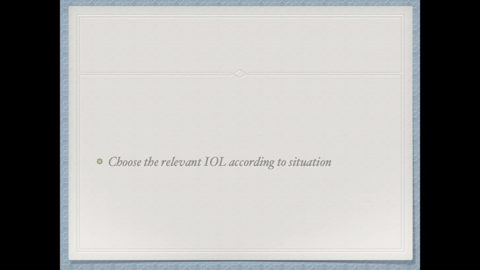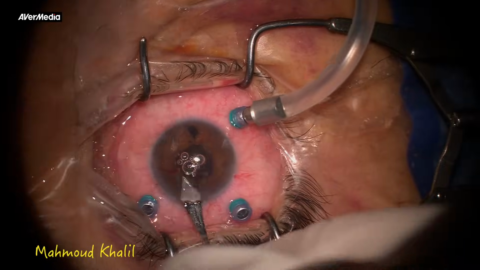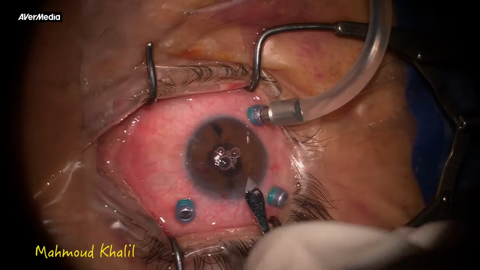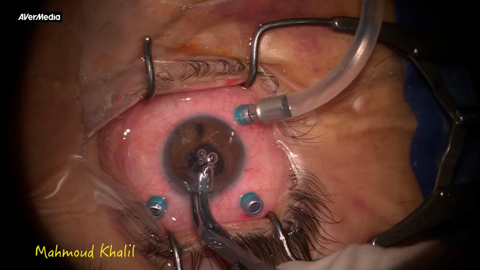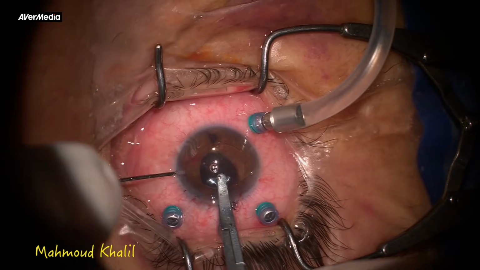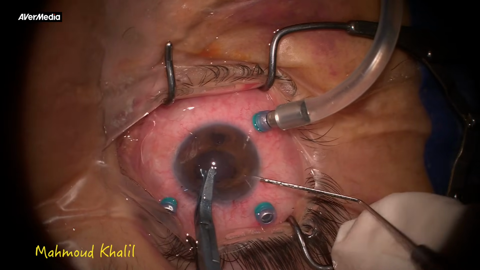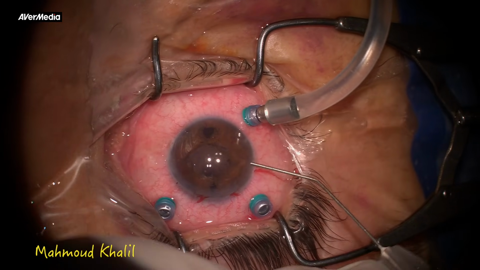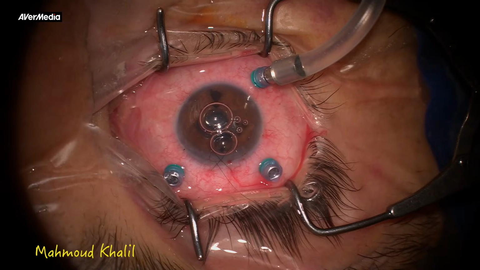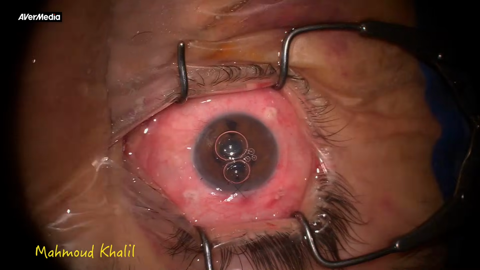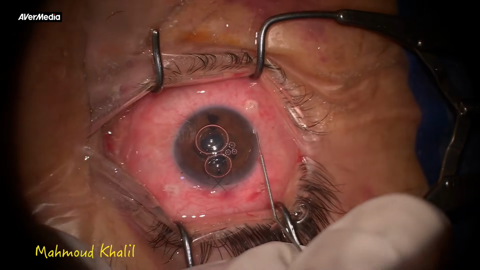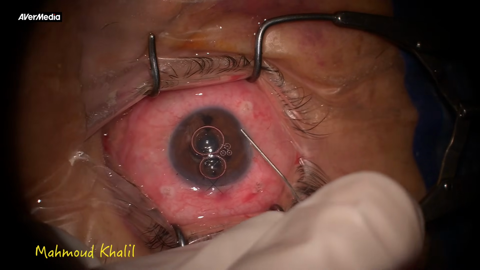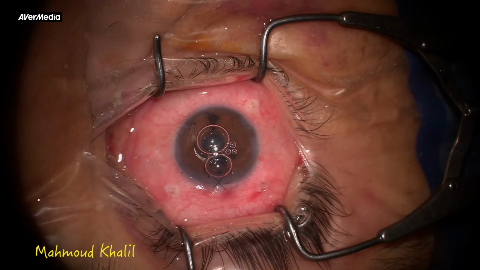Then, after dealing with the traumatized lens and repairing the iris injury, it is time to select the proper IOL according to the situation. In this case, after repairing the iris, we prepare to put a retropupillary iris claw lens, enclavating at one side, and then going for enclavation at the other side. Now the IOL is properly centered, then finishing the operation.